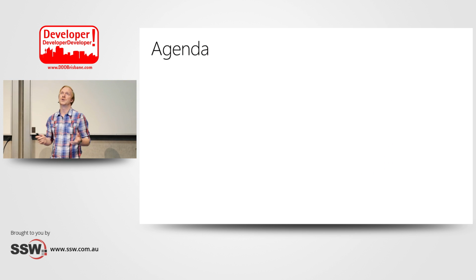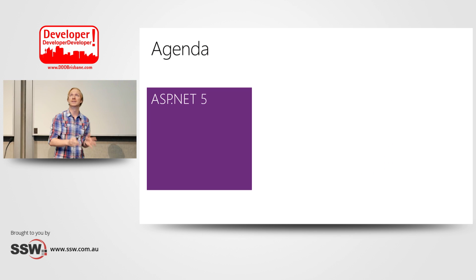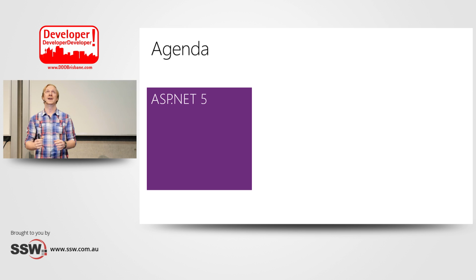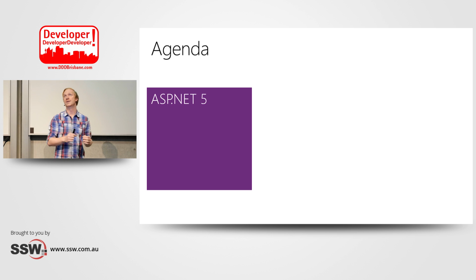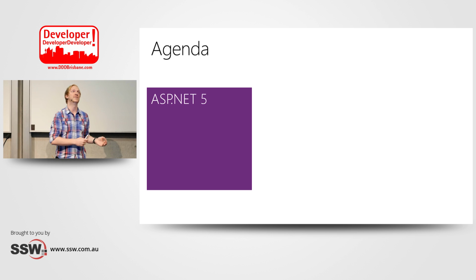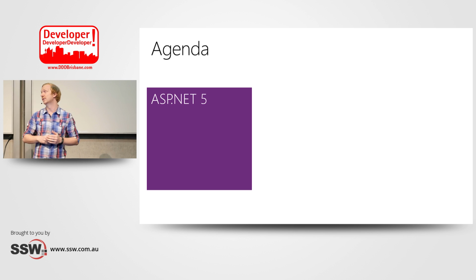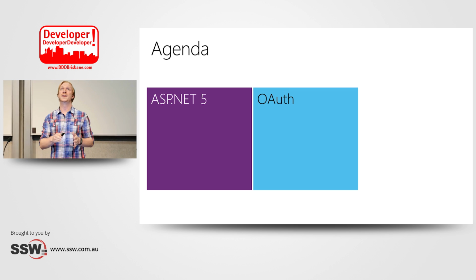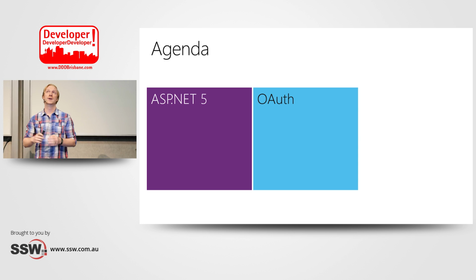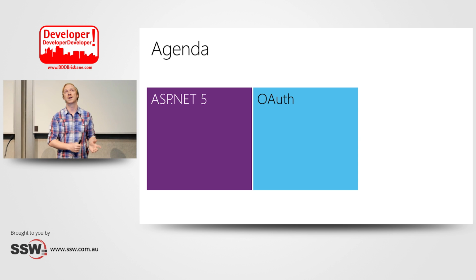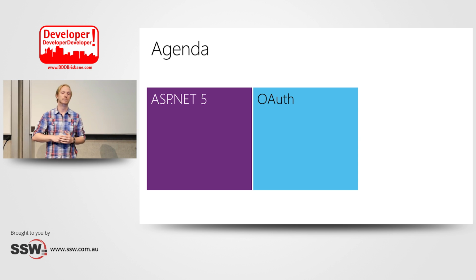All right, so the agenda for the talk is pretty much starting off talking a little bit about ASP.NET, and I won't focus too much on what has changed in ASP.NET 5, but we'll talk about some of the things that you need to think about when setting this up with your continuous integration and continuous delivery. And then we'll spend a bit more time talking about OAuth and making sure that we can secure our APIs in a pretty much easy manner.